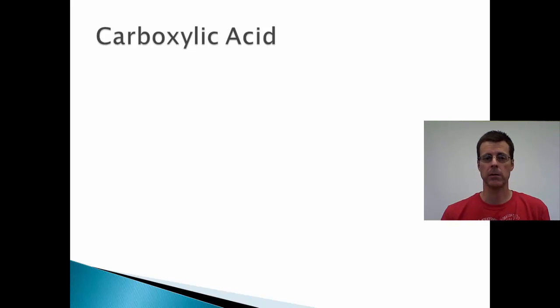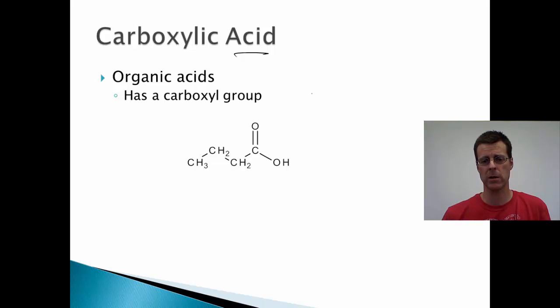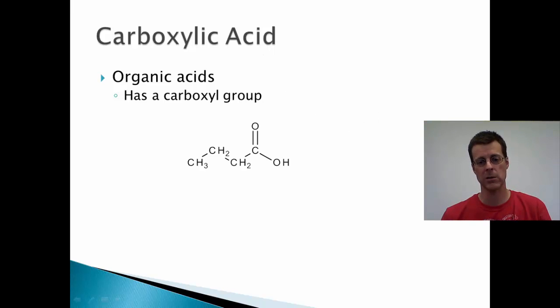Carboxylic acid, a little bit hard to pronounce when you first see the name. It's an organic acid, which is no big surprise. It has what's called a carboxyl group, and that carboxyl group is a carbon double bonded to an oxygen, single bonded to an OH. Some people, when they first see this, think it's somewhere in between an aldehyde and an alcohol, but it's not. It's its own group.